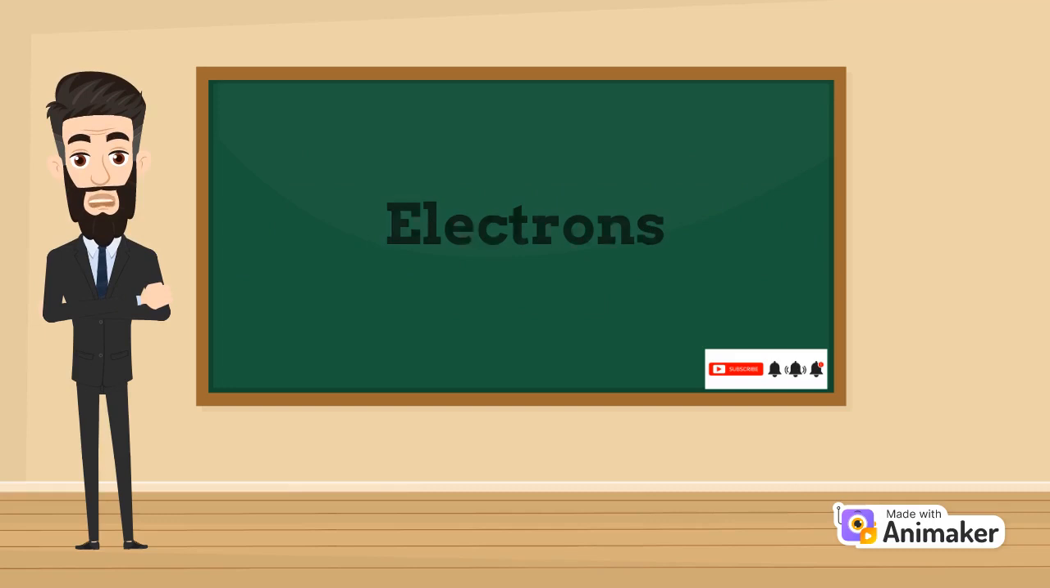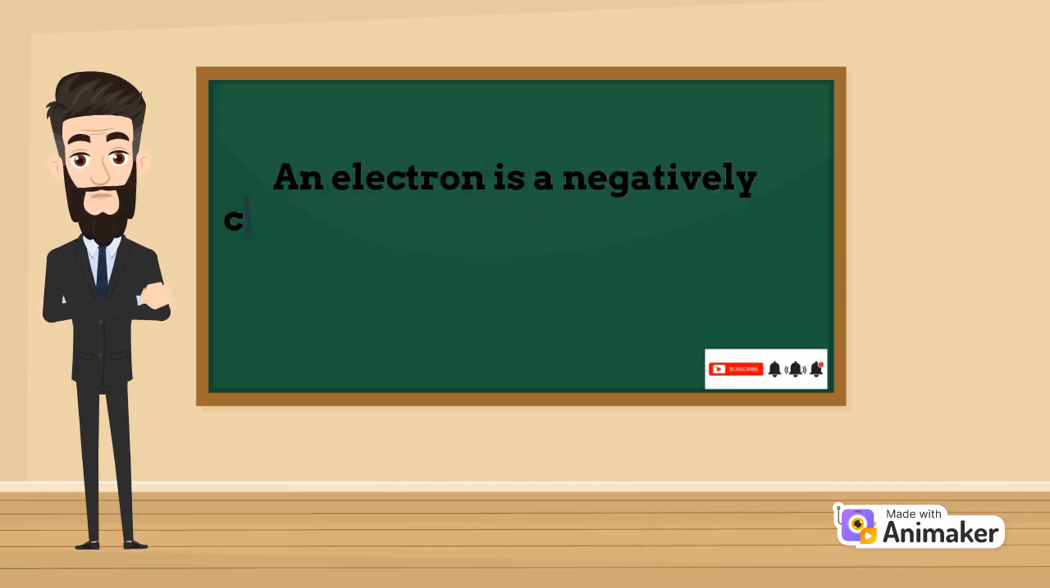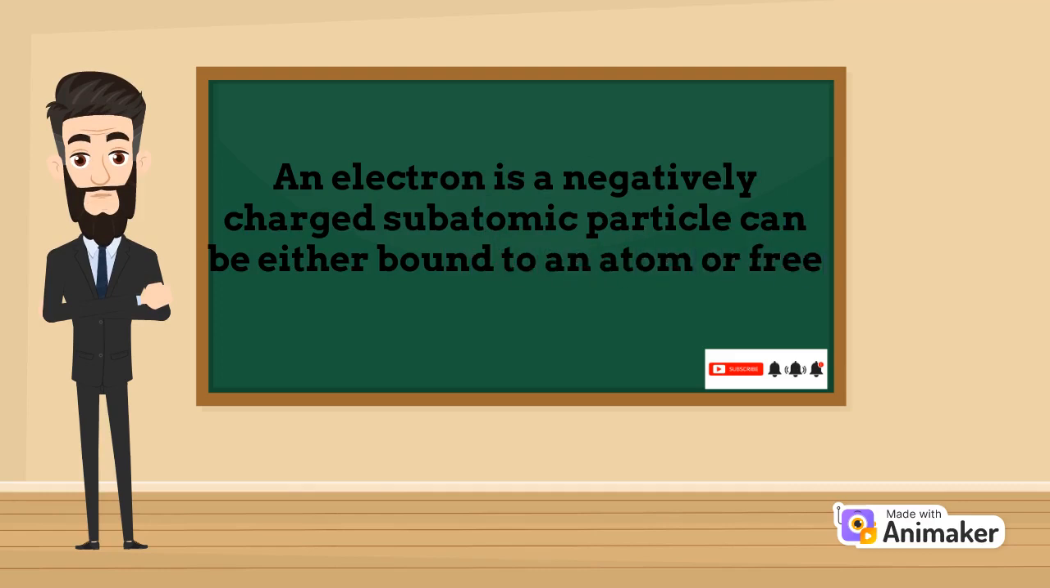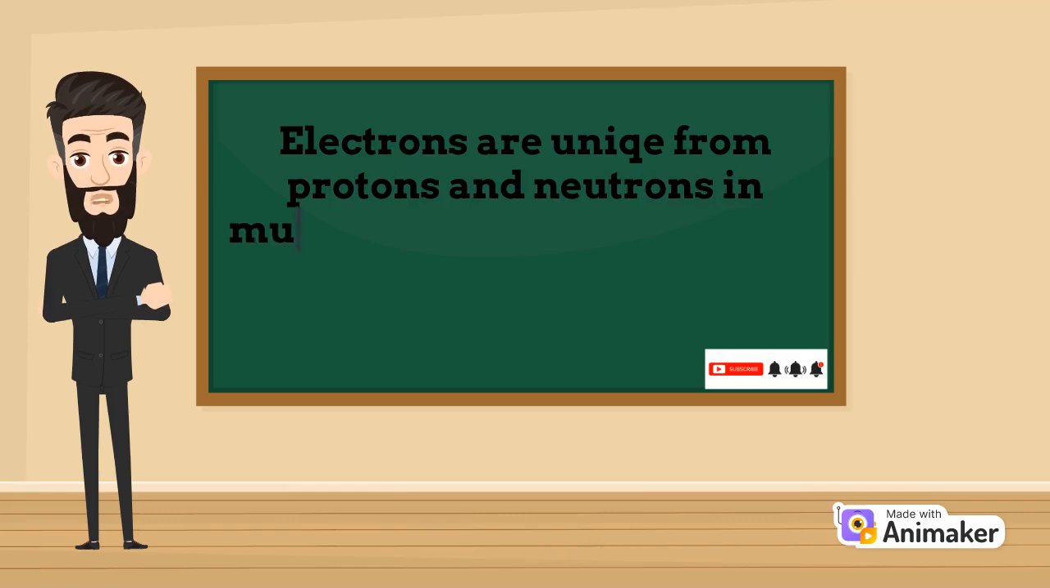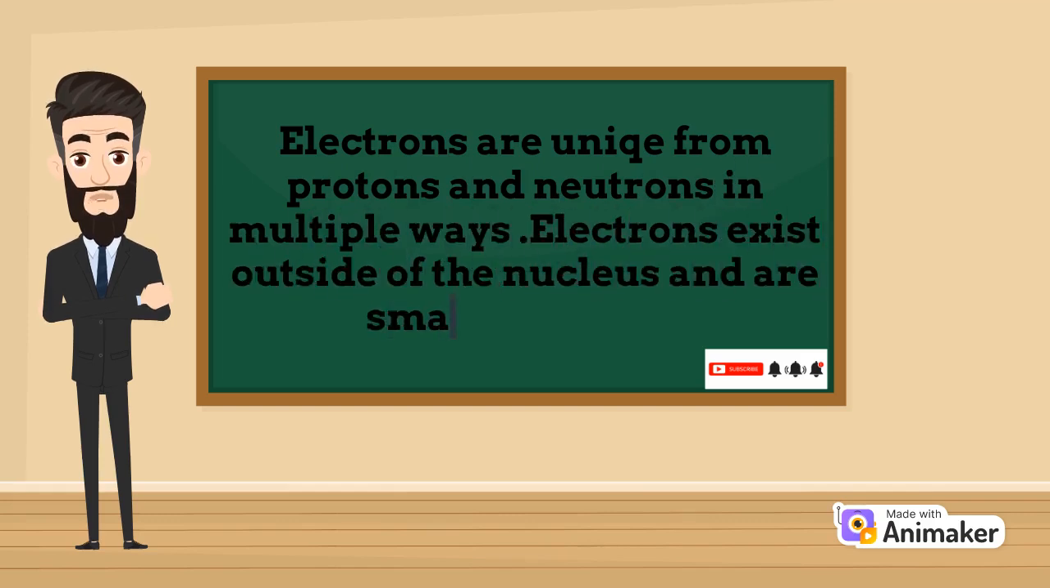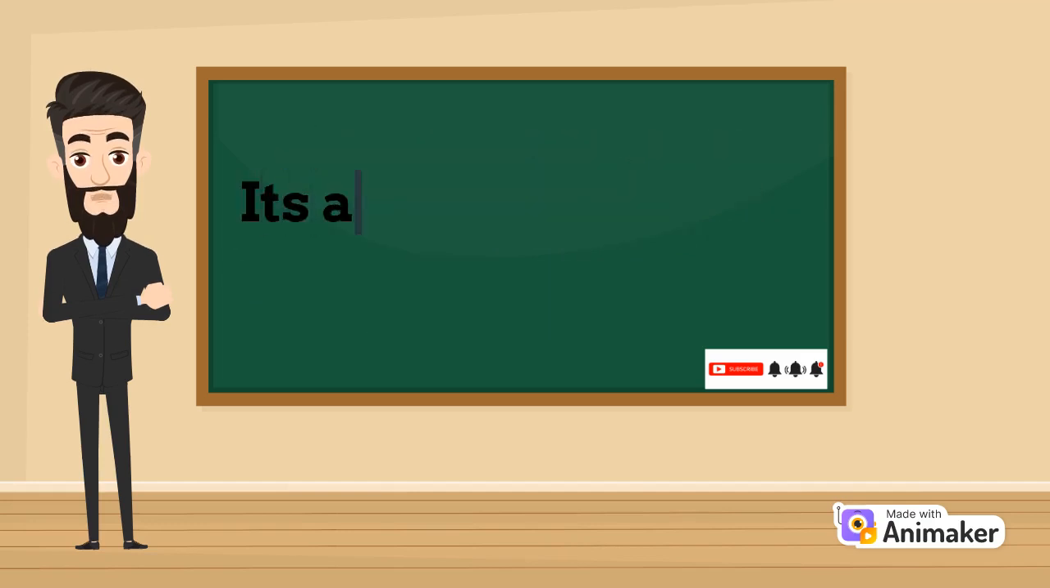Electrons. An electron is a negatively charged subatomic particle that can be either bound to an atom or free. Electrons are unique from protons and neutrons in multiple ways. Electrons exist outside of the nucleus and are smaller in mass than protons and neutrons. It is all about an atom.